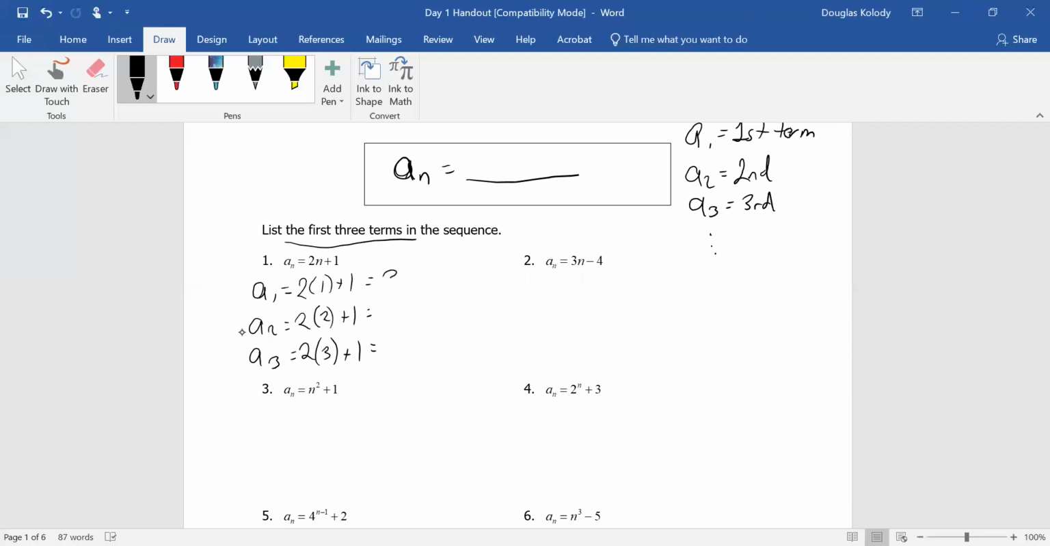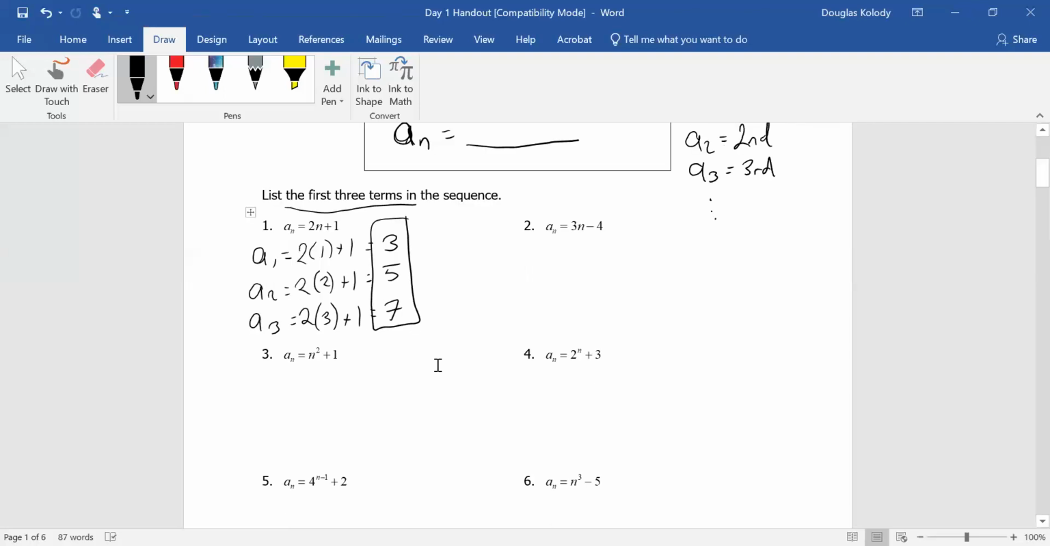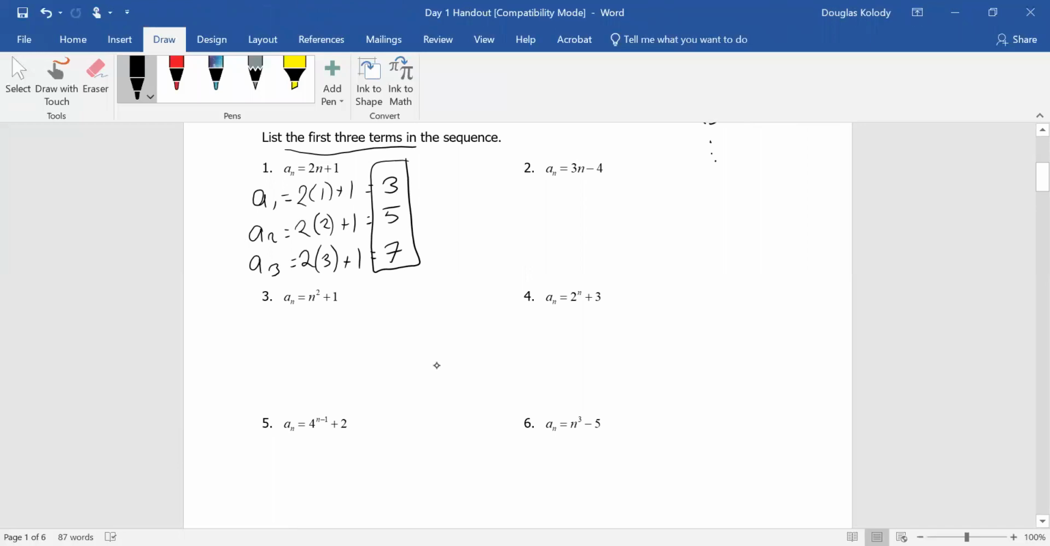So that's 2 plus 1, which is 3. 4 plus 1, which is 5. 6 plus 1, which is 7. And you're done. I'll do one more of these with you because honestly, after that, it would get repetitive. So then I'm going to do A sub 1, A sub 2, and A sub 3. All right, so that's going to be 1 squared plus 1, 2 squared plus 1, and 3 squared plus 1.